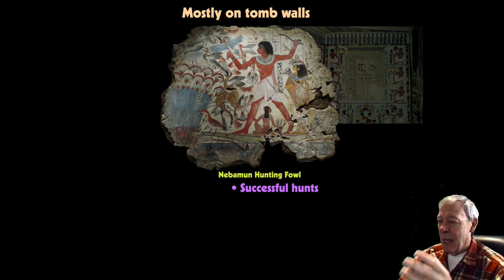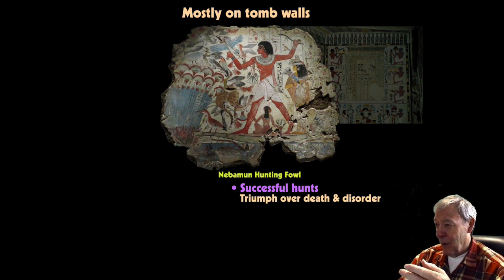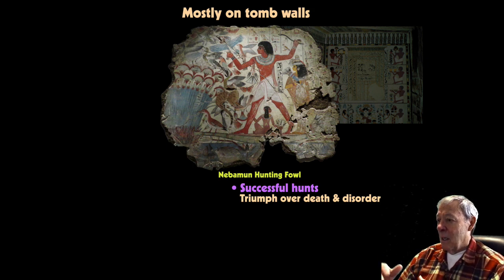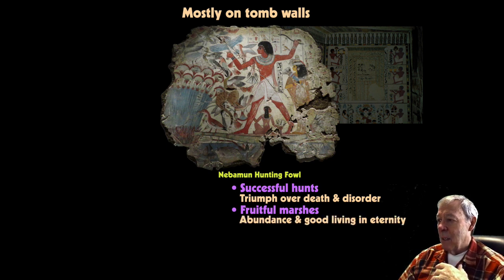So what is the essence of what the artist is trying to communicate with this successful hunt? Well, for the Egyptian, a successful hunt illustrated or symbolized triumph over death and disorder. A very interesting application for this type of subject matter. The fruitful marshes and the brimming lagoon, what is that for? Well, again, abundance and good living in eternity is what it stands for.